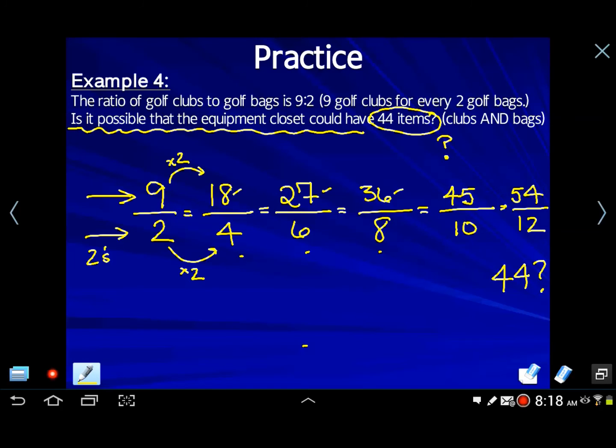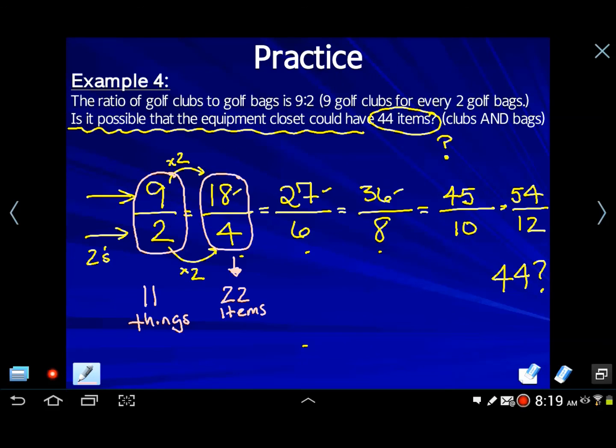What we have to really look at is the ratios themselves. This ratio, for instance, 9 to 2. If that literally is the number of clubs and bags, then that means there's 9 plus 2, which is 11 things. That means there's 11 clubs and bags in the closet. If this is literally our ratio, there's exactly 18 clubs and exactly 4 bags, then that means there's 22 items in the closet. If that's exactly how many items are in there, then that comes up to 33 items.